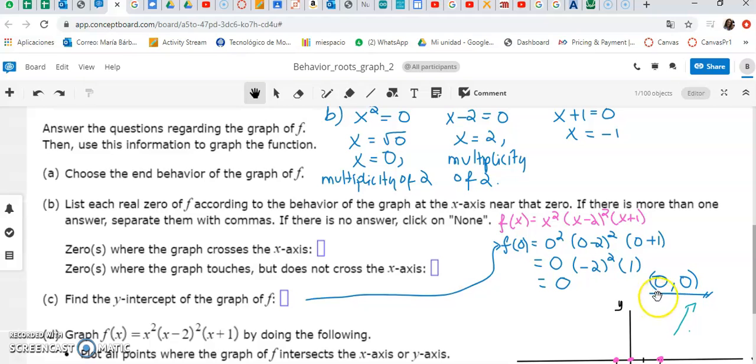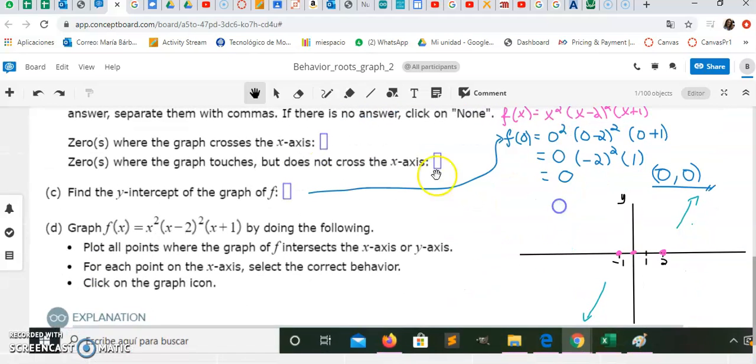That gives us that when x equals 0, y is 0. So this is the origin. As you can see, the y-intercept is going to be exactly at the origin. Now, let's see. So you're going to write here the answer. The y-intercept of f. And here you're going to type that the y-intercept is at the origin.